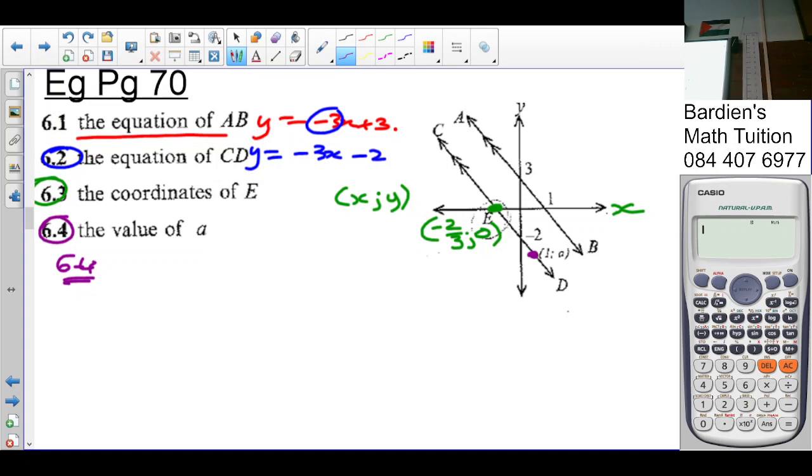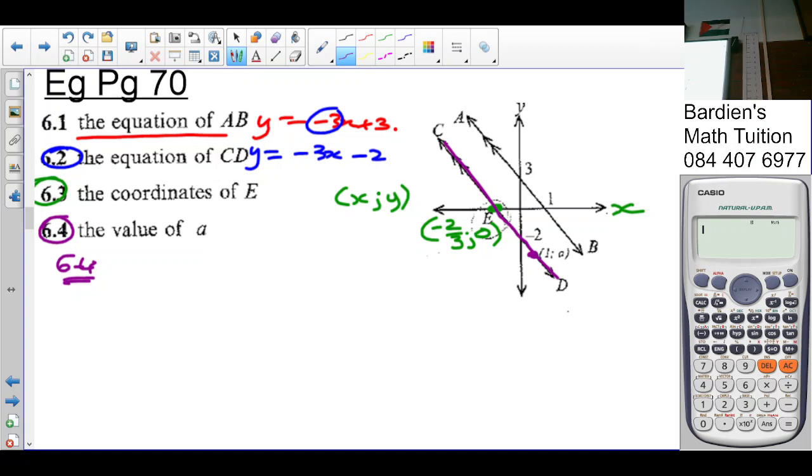So that point 1 and A, that point 1 and A is lying on which line? ED or CD or DE? What is it? CD. Yes, CD. It's lying on line CD. Can you see that, people? It's lying on this line here.